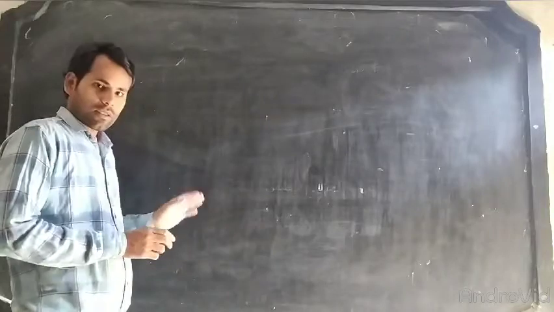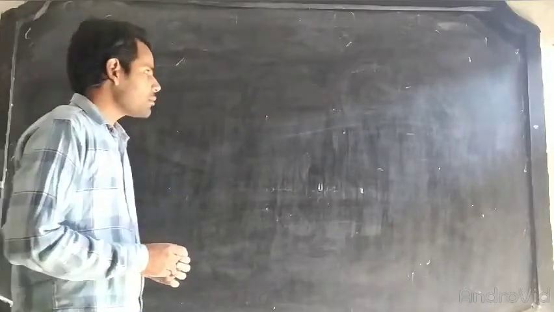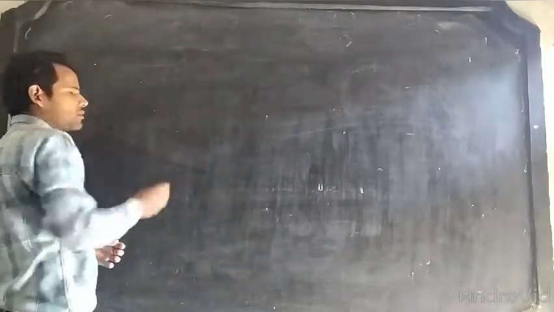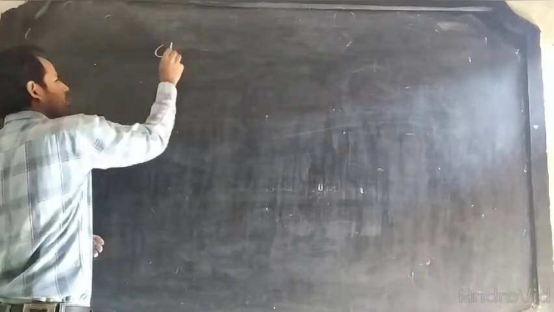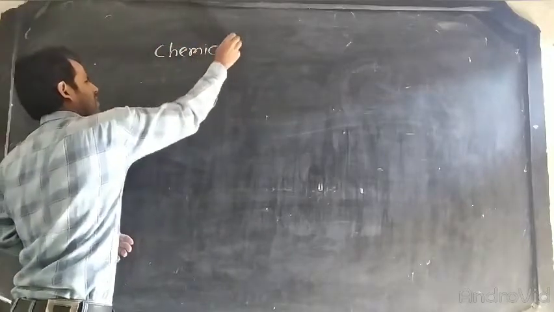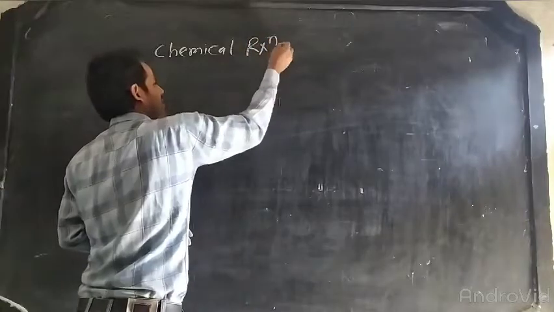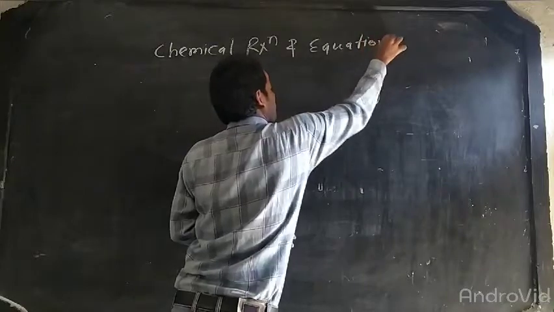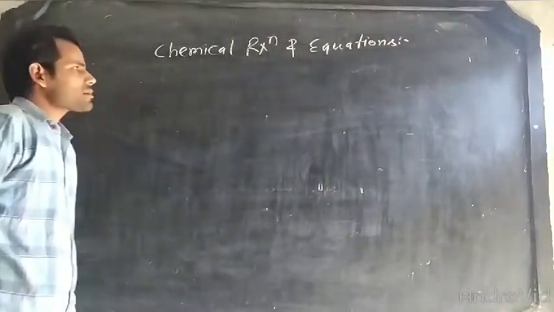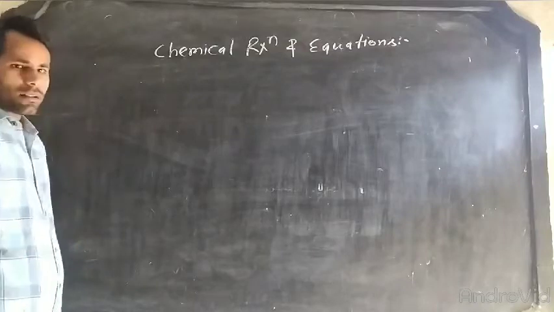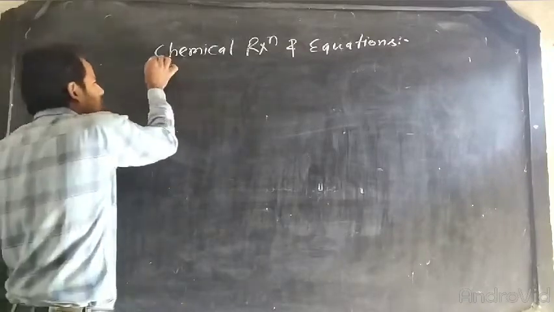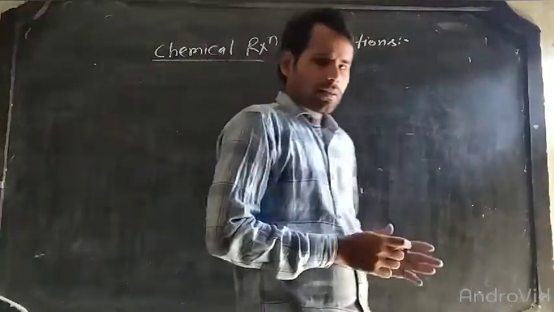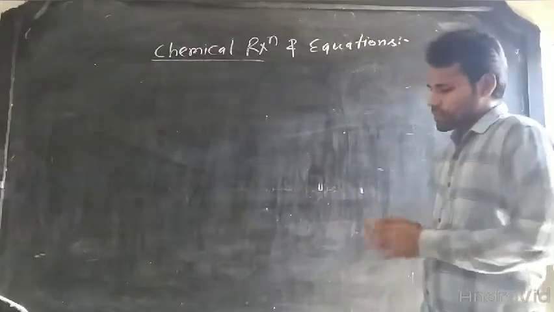So let's study the chemical reactions and equations of class 10th CBSE. First of all, we are going to start the new chapter, chemical reactions and equations. We have to balance the chemical reactions. And what is a chemical reaction? In a chemical reaction, the reactant and product both come in.